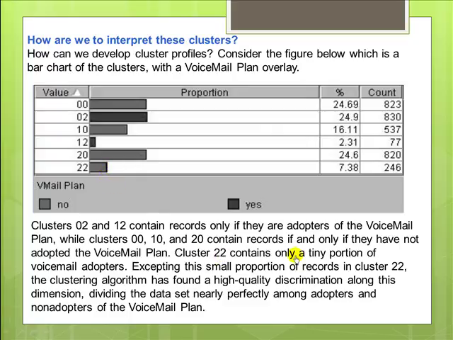Cluster 2,2 contains only a tiny portion of voicemail adopters. So there's just a little bit here of yes, right? So this is a very dramatic result, actually. This entire cluster, apparently, everybody in it is voicemail. And this entire cluster, nobody in it has voicemail, and so on. So that tells us something about the clusters. Clusters 0,2 and 1,2, they all have voicemail. Okay, so that's very interesting.